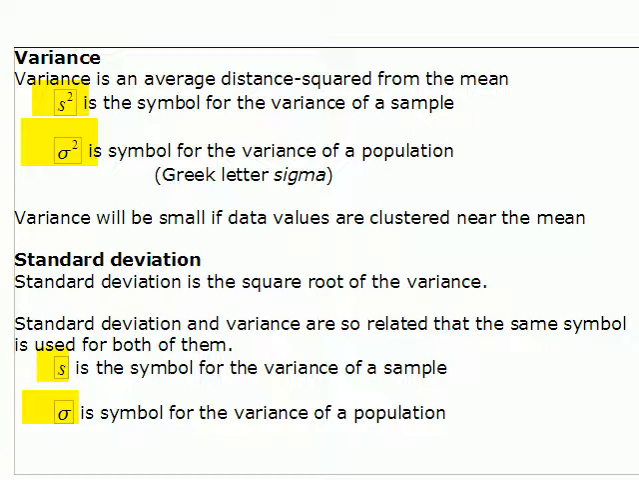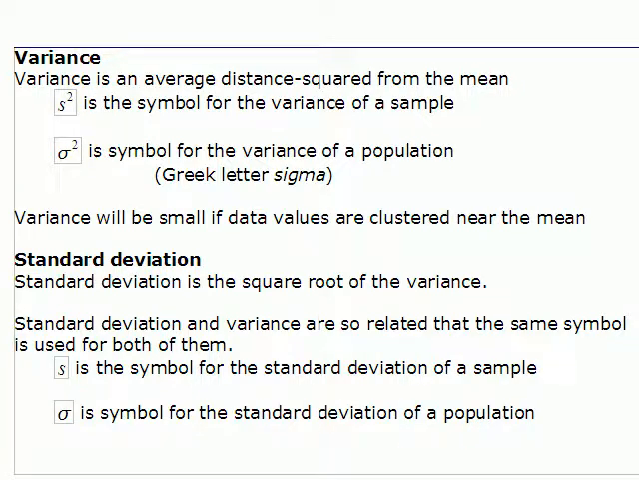Oh, I guess I had an error in this, didn't I? Okay, well, I'll fix it here. That error is also in the written lecture. I'll have to find that and fix it. What I fixed is that when you have the square on it, it's the variance. When it's not squared, it's a standard deviation.